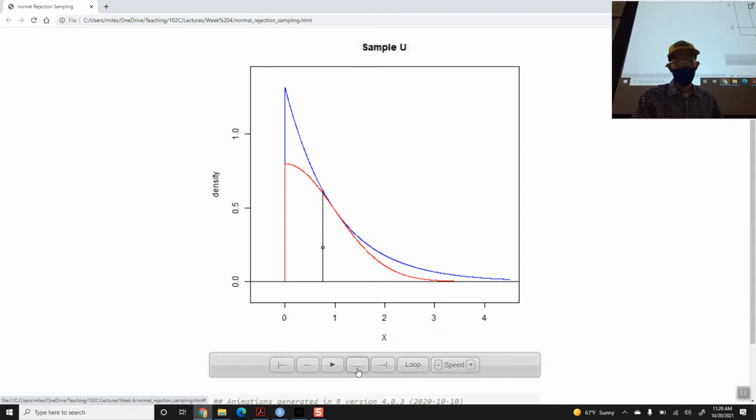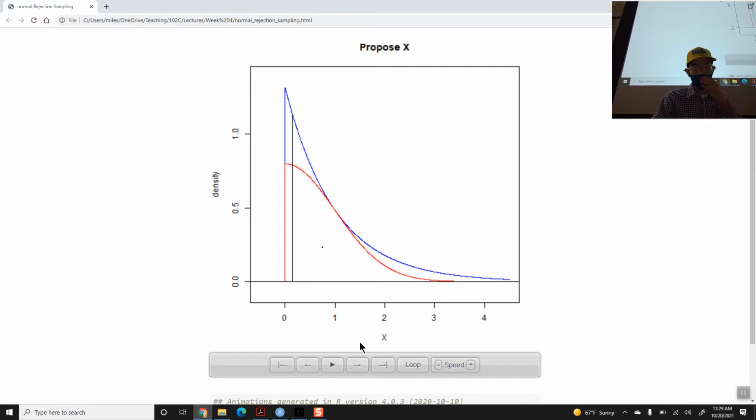And now I generate a random value u. Again, 1 represents it's up at the blue line, 0 represents it's going to be at the bottom at the x-axis, and we're getting something, probably like 0.4, okay, 40% of the way. So this is underneath the red line, so we're going to accept it. Green means we've accepted it, and we're going to move on. And so this is going to show up as a black dot here, okay?